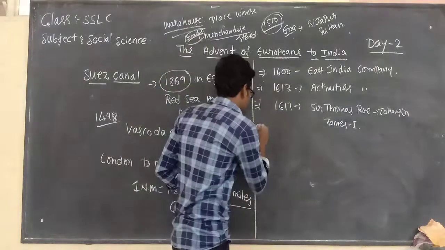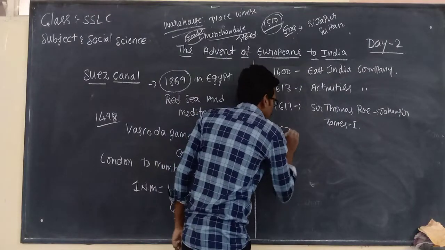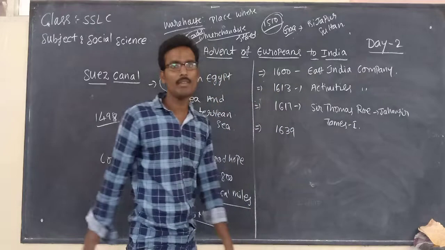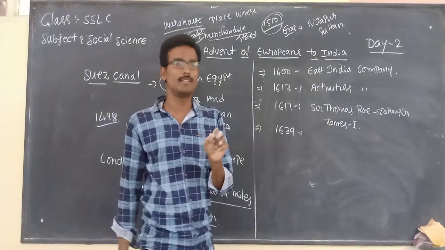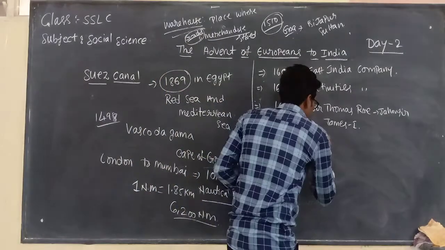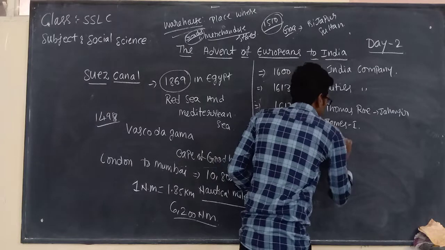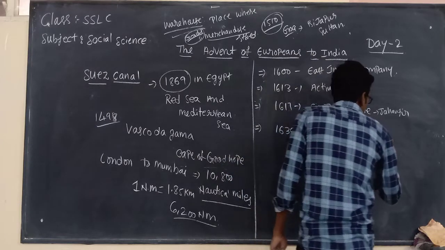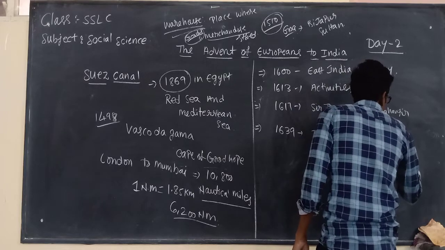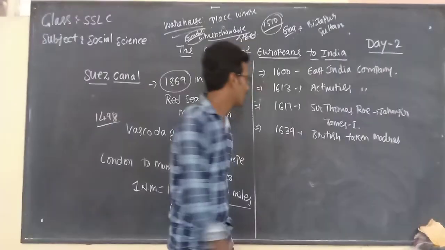After that, in the year 1639, the Britishers took Madras from the king.